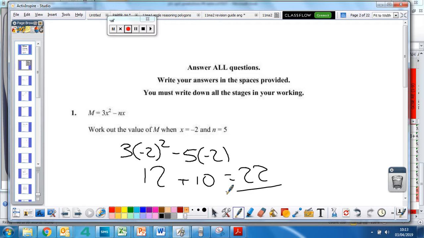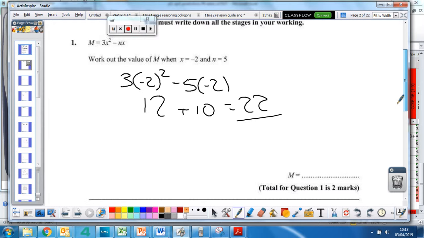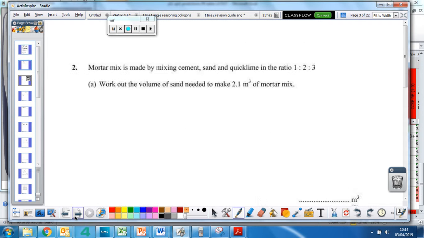They give you marks for typing into a calculator, and it's 2 marks. Job done. On to question 2.